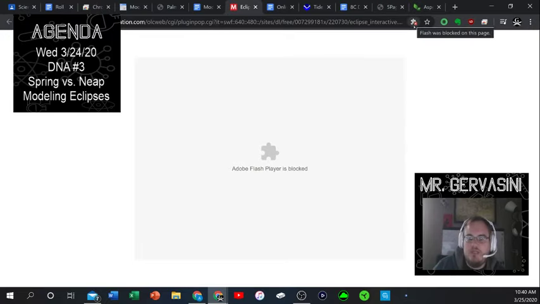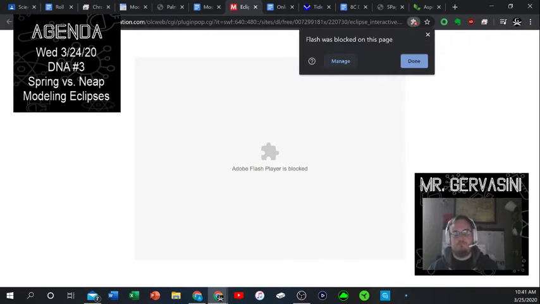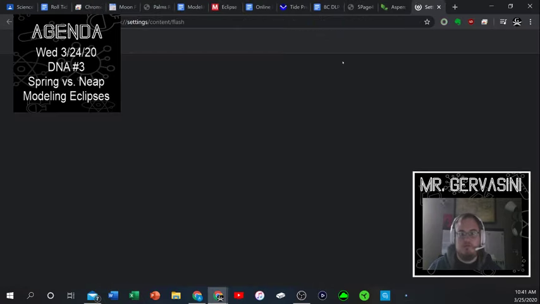So this puzzle piece right here in the URL at the top, there's a little puzzle piece with a little red box in it with an X. Okay, Flash was blocked on this page. All right, well, can I just fix it just for right now? I click it. I get two options. I can manage or I can click done. I'm going to click manage.